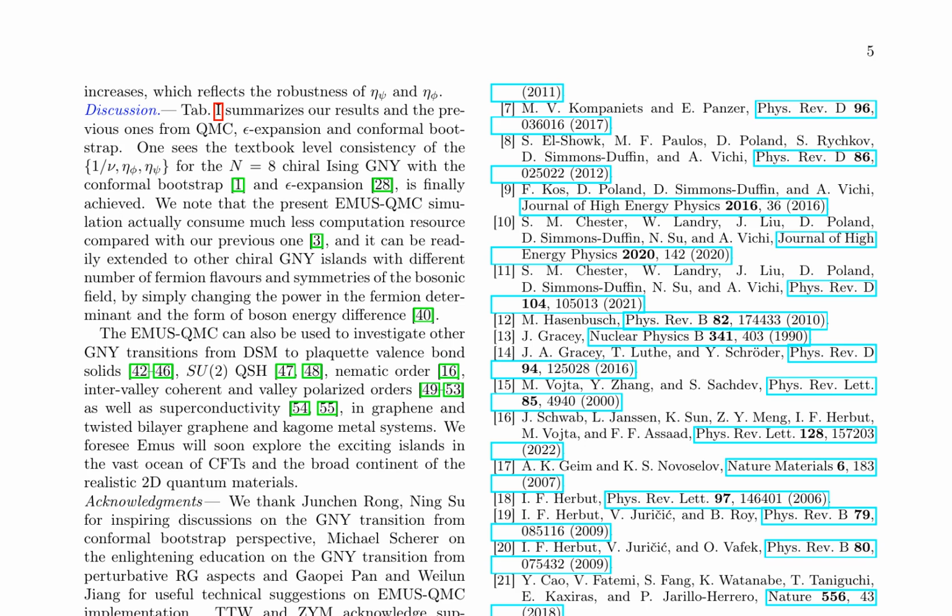The authors present a comprehensive study of the N equals 8 chiral Ising Gross-Neveu-Yukawa (GNY) model using the effective-momentum ultrasize (EMUS) quantum Monte Carlo (QMC) method. They report the critical exponents eta and nu, which exhibit robustness with increasing system size, consistent with the conformal bootstrap and epsilon-expansion results. The EMUS QMC method is shown to be efficient, consuming fewer computational resources than previous simulations. The results are compared with previous studies using QMC, epsilon-expansion, and conformal bootstrap, demonstrating textbook-level consistency of the critical exponents.